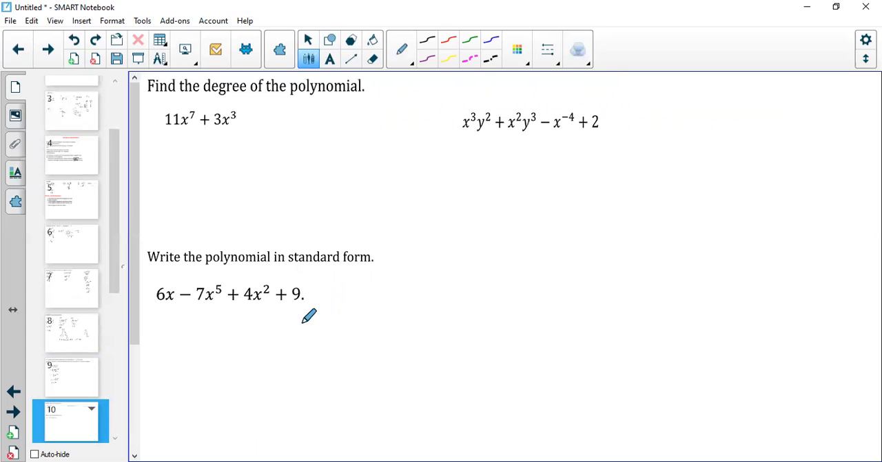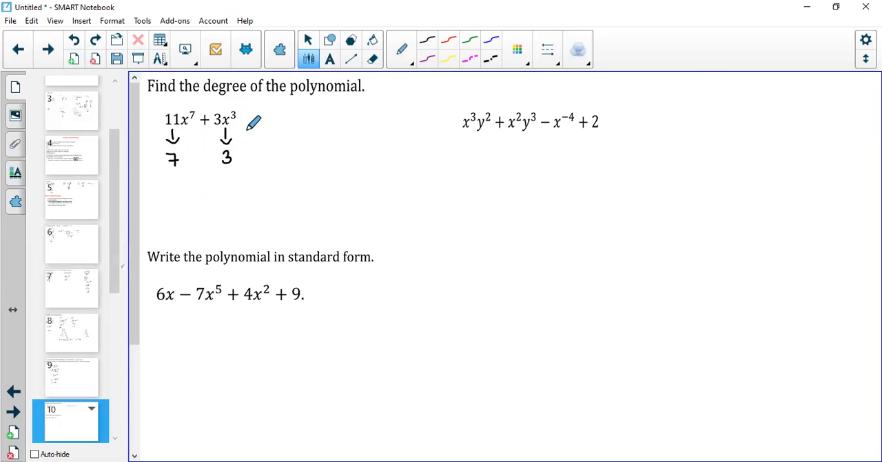Right. The next one is find the degree of the polynomial. Okay. Now, what is the degree? The value of these exponents are called the degree. So these are called terms. Each term is separated by the plus sign or the minus sign. So here, this is called a term. The degree for this is the value of the exponent. So here the degree value is going to be 7. And here for this term, the degree value is going to be 3.